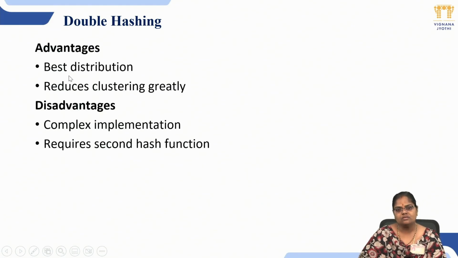The advantage of this is we have a better distribution. It reduces clustering greatly when compared to quadratic probing and linear probing, where we have primary clustering and secondary clustering. But the disadvantage is we require a second hash function and the implementation is complex.